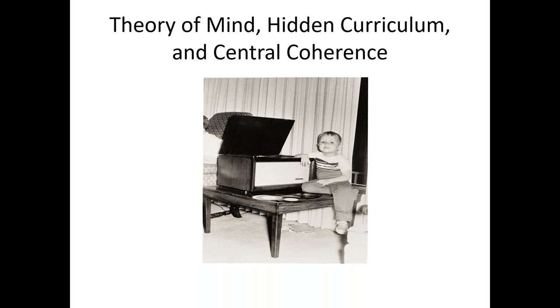Those are part of central coherence and theory of mind. So this is an example. This is a picture of Tim Page when he was a little boy. Tim Page grew up to be the music critic for the Washington Post, and he wrote a really terrific book called Parallel Play. He was someone who grew up with Asperger's, but it was not diagnosed. And this is a good example of theory of mind, hidden curriculum, and central coherence.